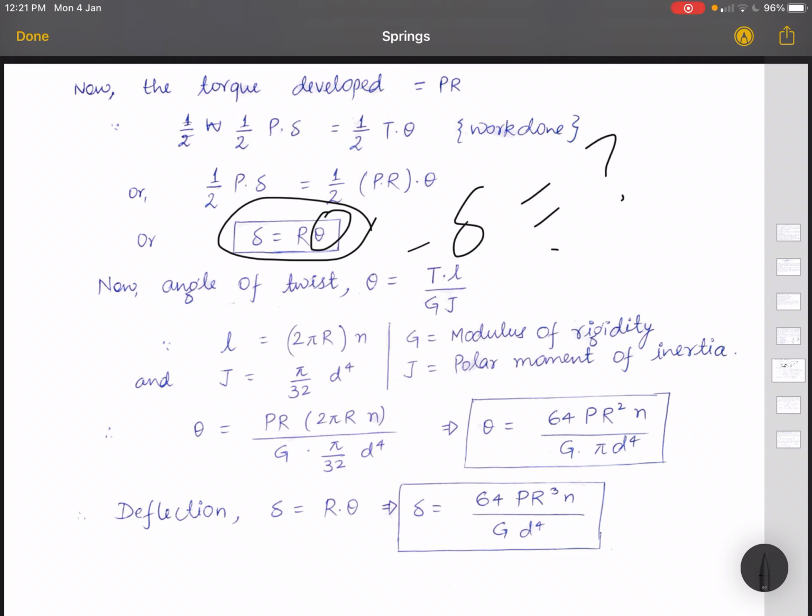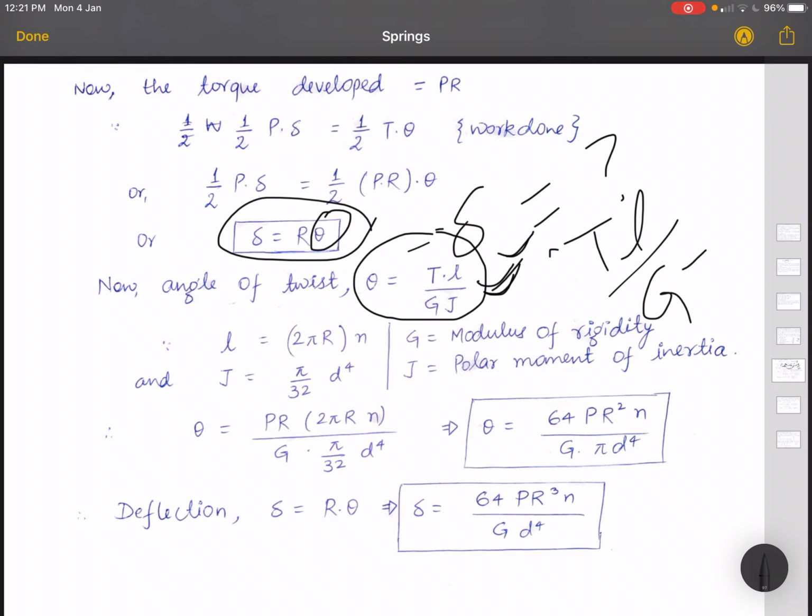But we know that theta is TL upon GJ. So for the time being, I just want you to remember this. In the Centimeter, you will be deriving this formula. For now, just take it as information that theta will be TL upon G into J. So T is the torque applied, due to which the twist is coming.